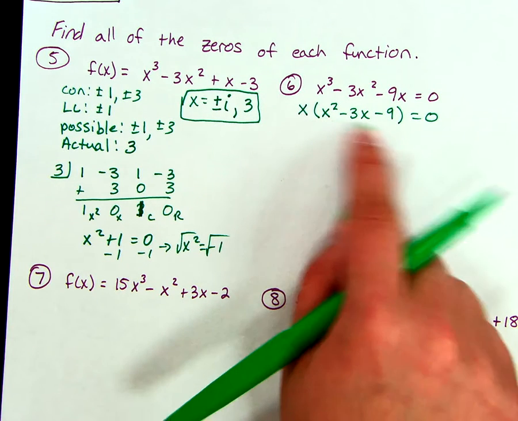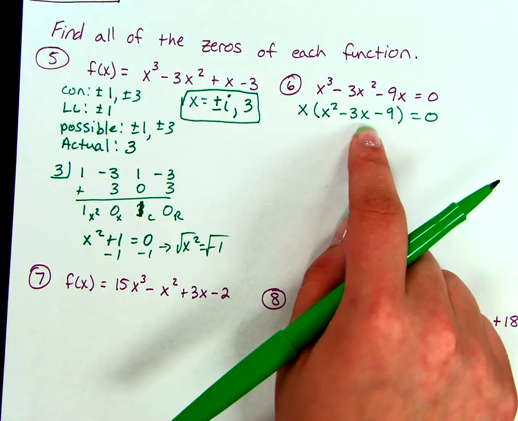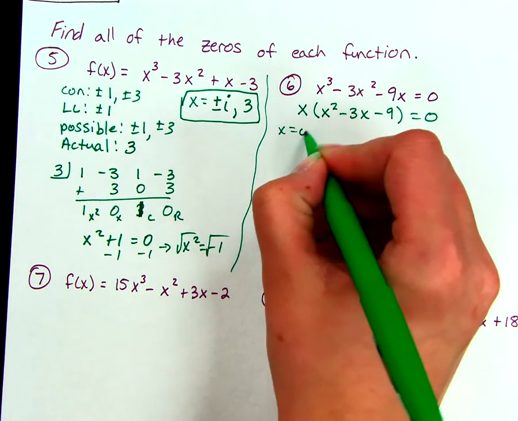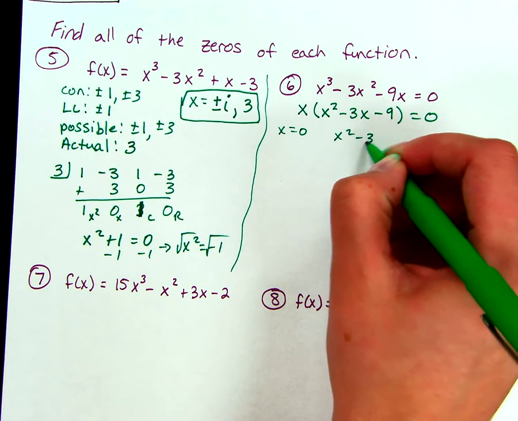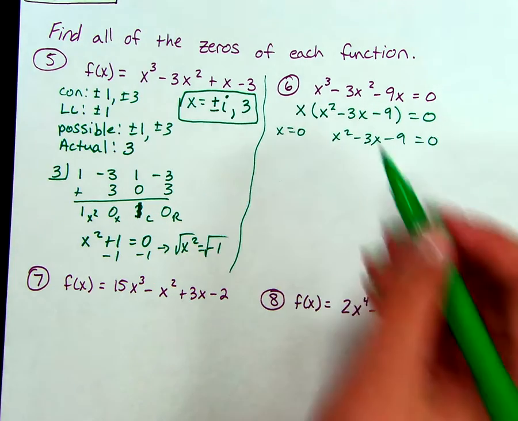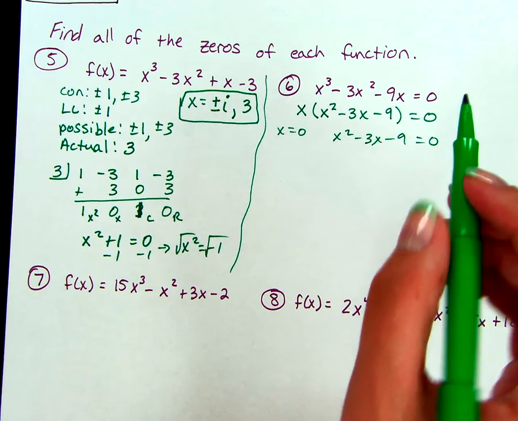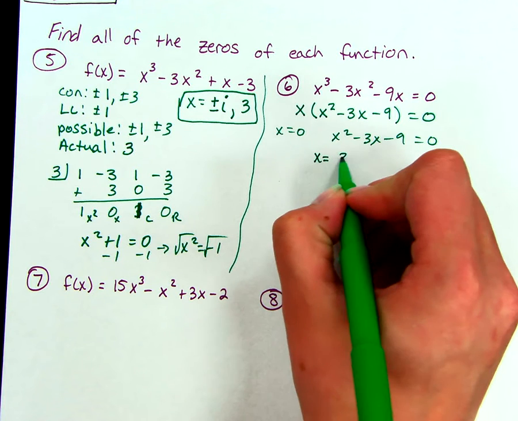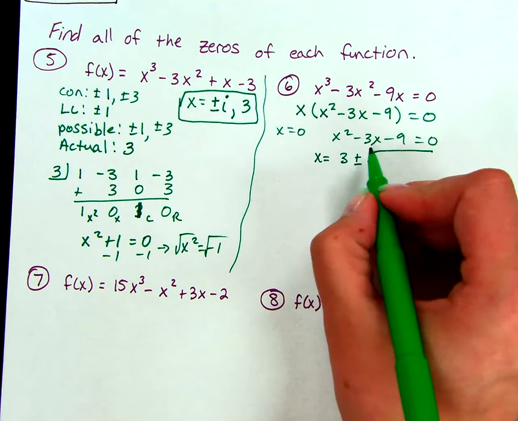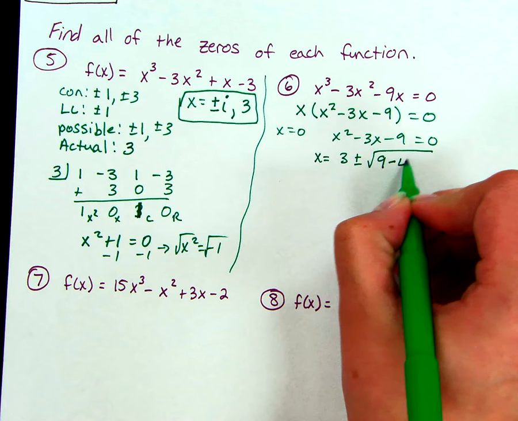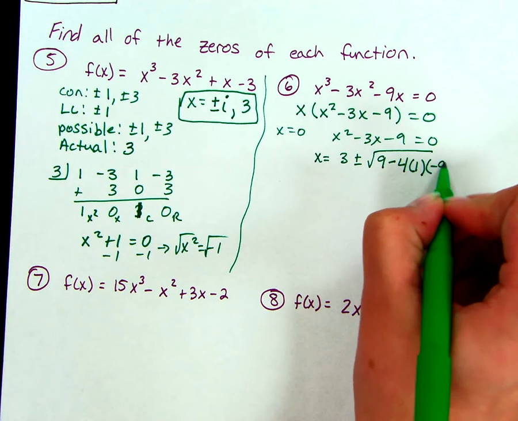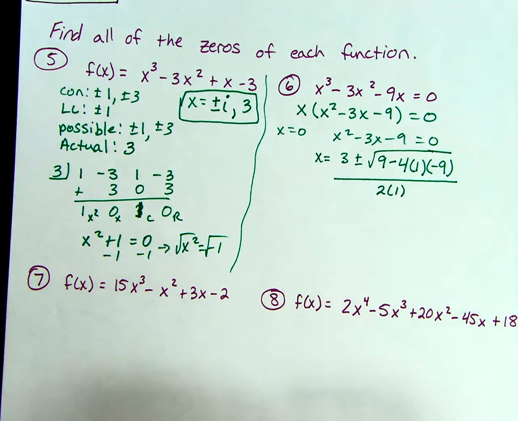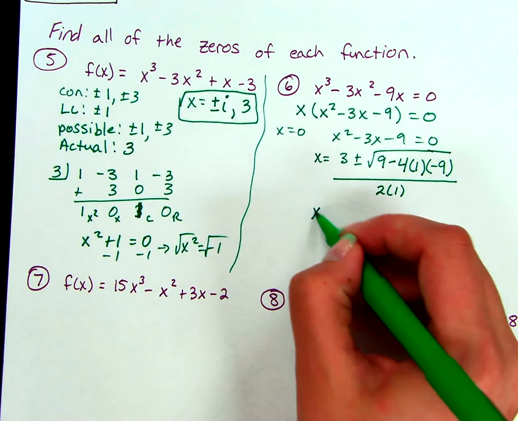But this is a quadratic equation, so we can just use the quadratic formula to finish solving this. So again, we're setting each group, so we would have x equals 0, and then x squared minus 3x minus 9 equals 0, and we're solving each one. So this one's already solved for us. And again, we're going to use the quadratic formula to solve this one. So we would have x equals 3 plus and minus the square root of 3 squared, so 9, minus 4 times our a value, which is 1, times our c value, which is negative 9, all over 2 times our a, which is 1. And then now we're just going to simplify that as much as we can.